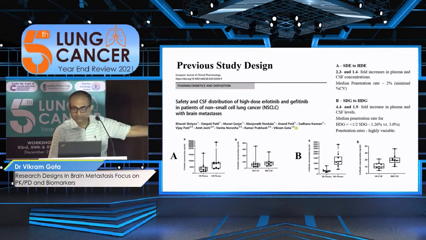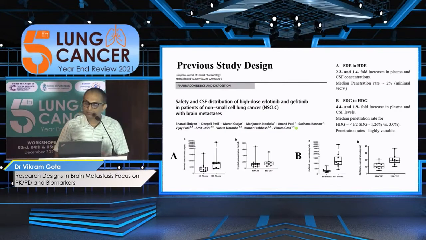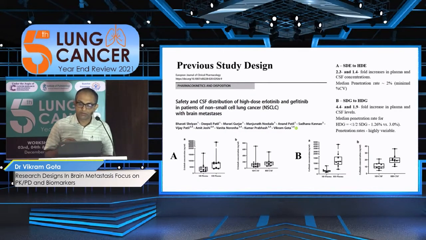On the right hand side, panel B is about gefitinib, and what we saw there is, if you are giving gefitinib every day and looking at the plasma concentration 4 hours after the 7th day dose. Why 4 hours? Because we thought we'll look at the time when the concentration is likely to be maximum, and we know that the time to maximum concentration for gefitinib is 4 hours. So we looked at the plasma concentration, and we also took a paired CSF sample.